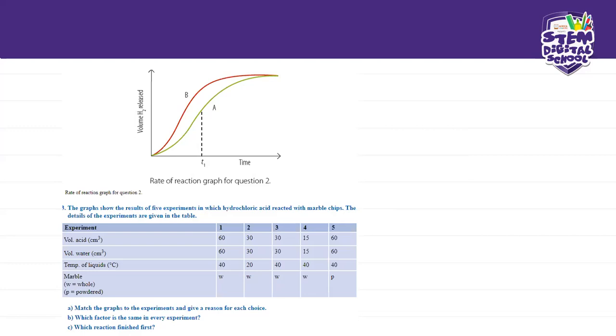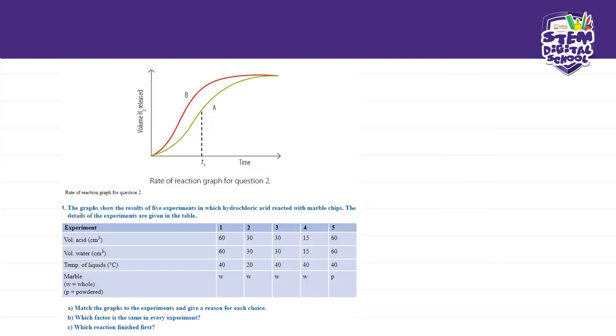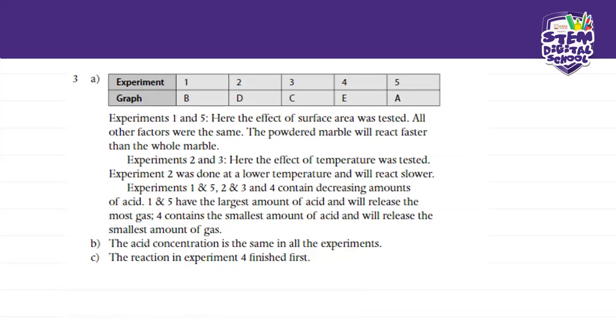So we see here, this is what we have. So we've got all our volumes right here, and we've got the temperature. The temperature is almost consistent, but here it was decreased. So now they say, match the graphs to the experiment and give a reason for your answer. Graph B, experiment one. A, B, C, D, E.